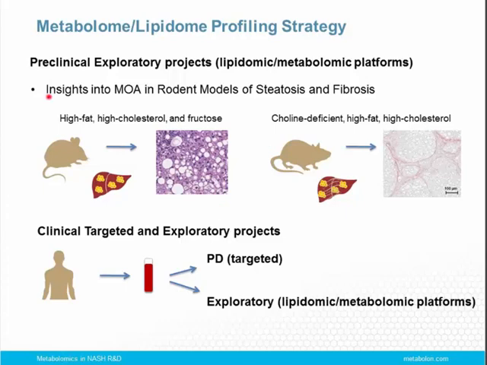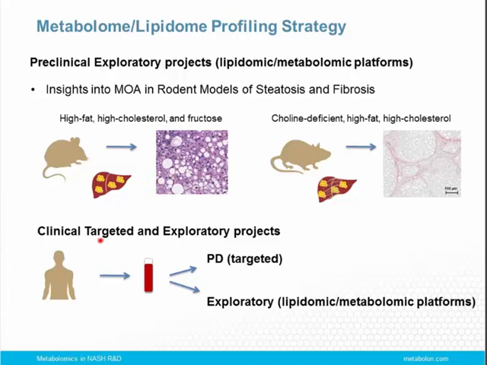So we like to use a high-fat, high-cholesterol mouse model for steatosis readouts, and then we use a choline-deficient, high-fat, high-cholesterol model for fibrosis readouts. And so our strategy on the preclinical side is to evaluate mechanism in these two models and also understand the MOA a little bit better with metabolomics and transcriptomics.